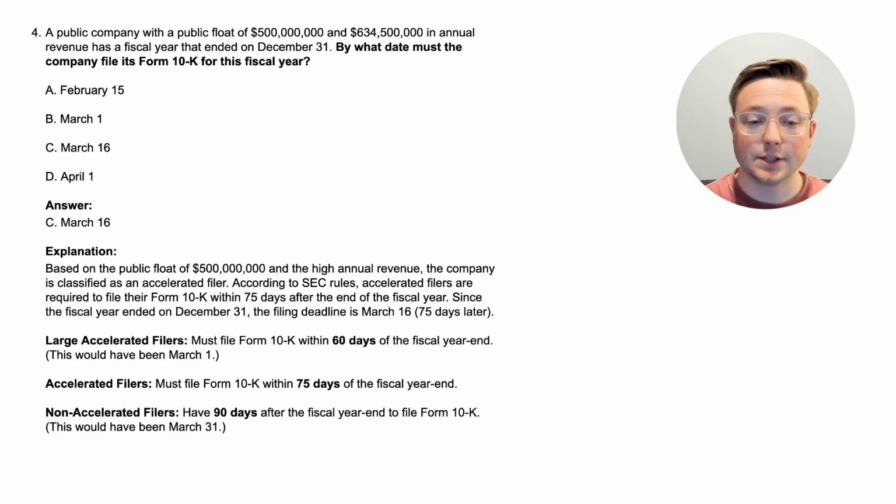All right, here we are at the answer. The answer is C, March 16th. So let's walk through this. Based on the public float of $500 million and the high annual revenue, again, that's a little bit less important, but it was just kind of a hint as to what kind of a company this is. The company is classified as an accelerated filer.